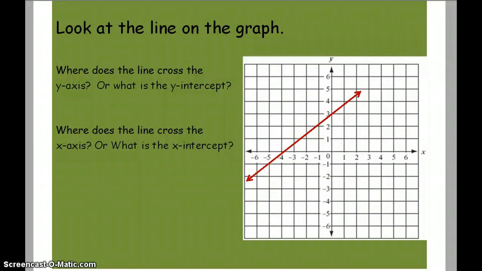So let's look at the graph. Where does the line cross the y-axis? So I'm going to go to my y-axis. I'm going to see what this point is. Okay, it's the point (0, 3). Okay, where does the line cross the x-axis? Or what is the x-intercept? The x-axis, I look at this point, and it's the point (-4, 0).